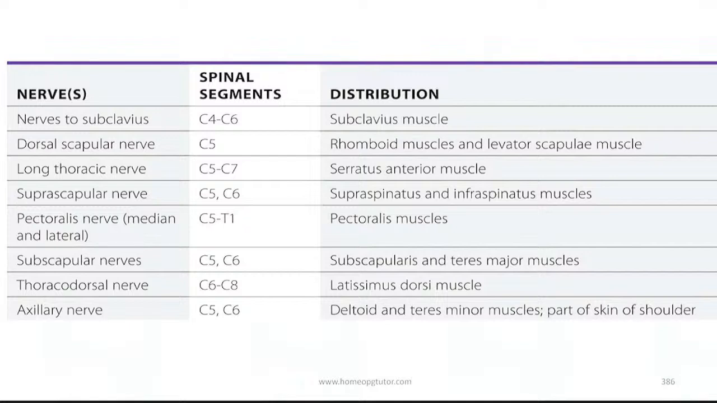Okay. Similarly, subclavius is supplied by the nerve to subclavius. Dorsal scapular nerve supplies the rhomboid muscles and levator scapulae muscles. Long thoracic, I've already mentioned, is via the serratus anterior. Suprascapular supplies the supraspinatus and infraspinatus muscles. Medial and lateral pectoral nerves supply the pectoralis muscles. Subscapular nerve supplies the subscapularis and teres major muscle. Thoracodorsal supplies the latissimus dorsi.